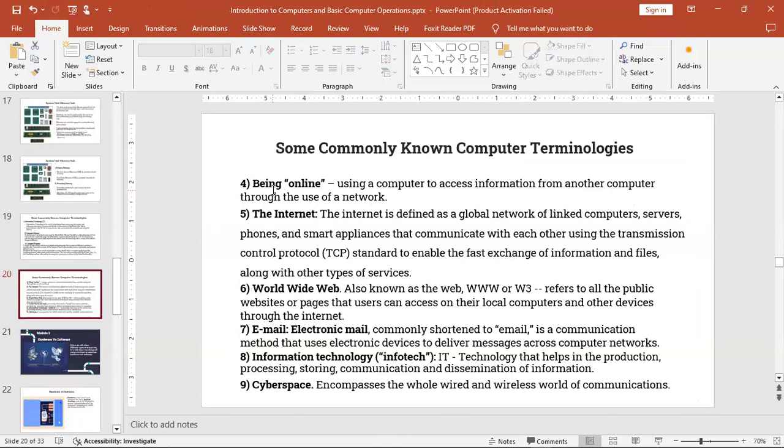So the next terminology that we're going to look at. Are we together, guys? Yes.